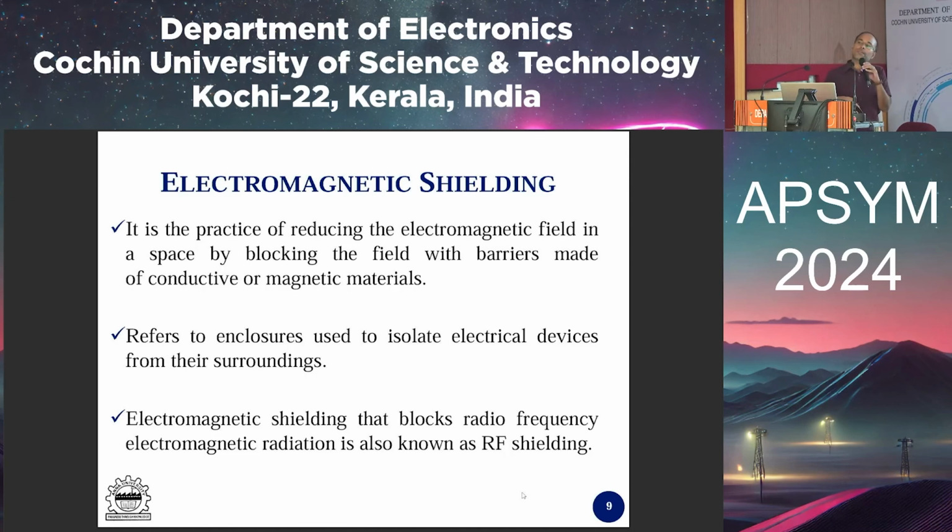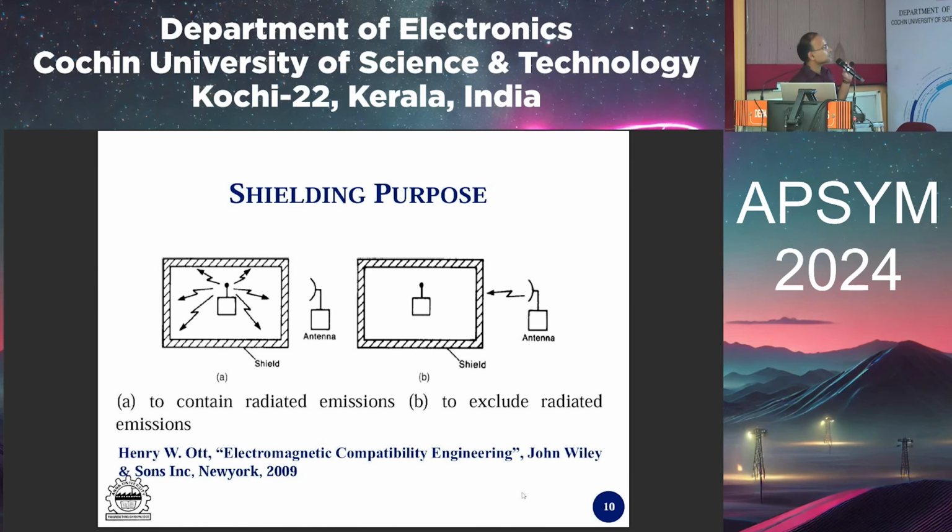The very typical electromagnetic shielding component was the Faraday's cage. That blocks everything, but that's not what we require. We want to have external connectivity as well. So we need to select a particular frequency for which I need to stop or pass or absorb. There are some applications that demand that. So it refers to enclosures used to isolate electrical devices from the surroundings.